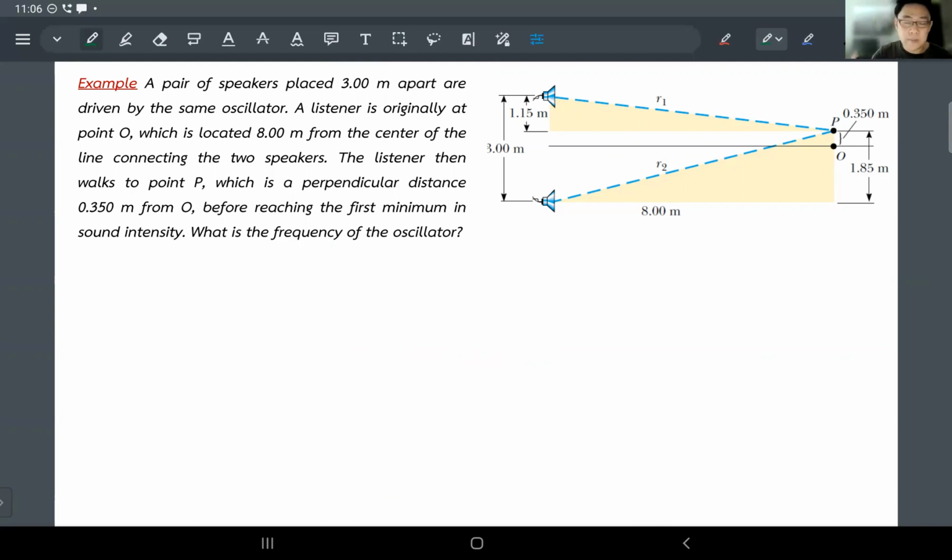So he walks up a little bit, okay. All right, and perpendicular, okay, which is a perpendicular distance 0.35 meter from point O before reaching the first minimum in sound intensity. What is the frequency of the oscillator?